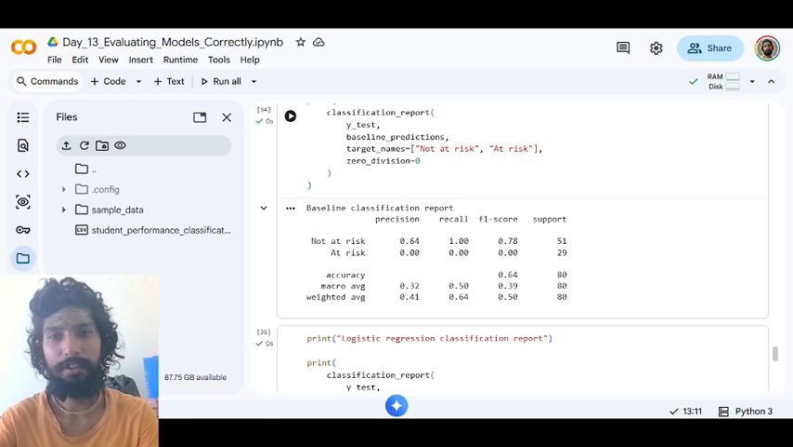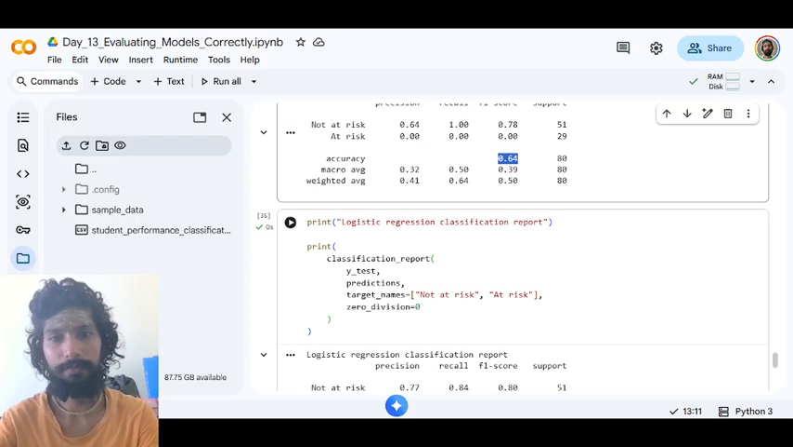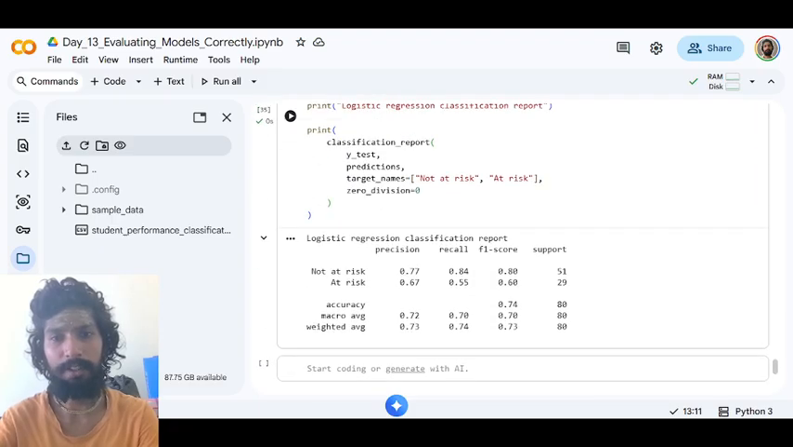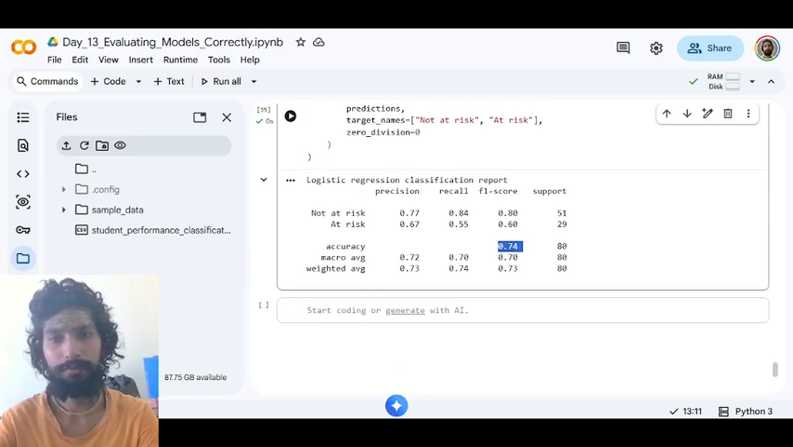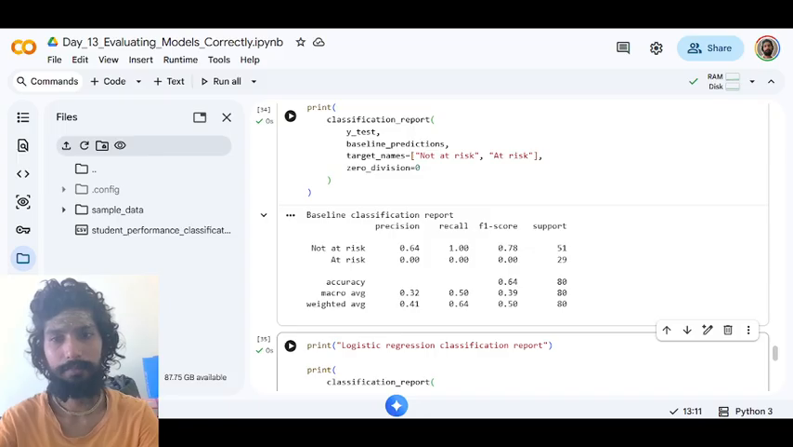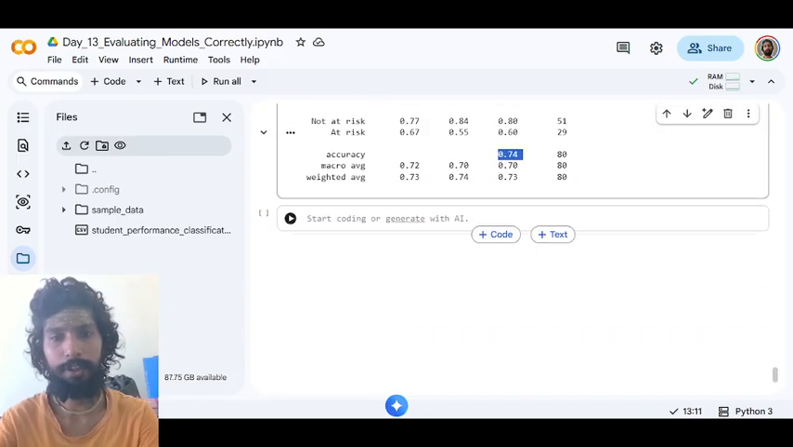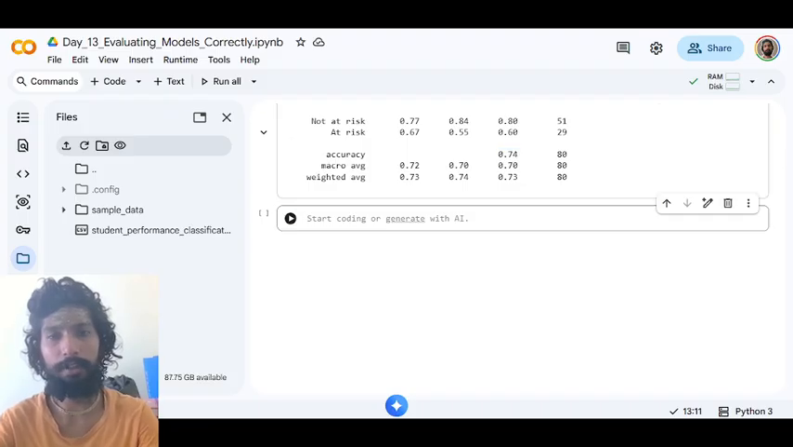So for the at-risk student, the baseline's precision is 0, recall is 0, and accuracy is 0.64. And for our model, the precision is 0.67, recall is 0.55, and accuracy is 0.74. So we did well on the recall value.